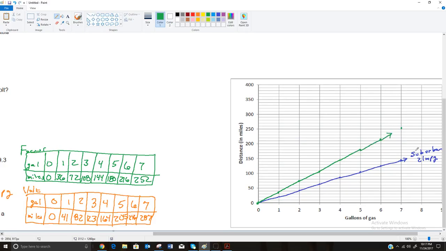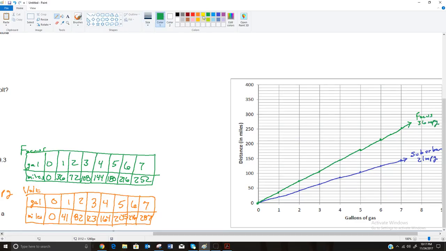And that again could continue if you had more gallons of gas. So this is the Focus. Whoops, I missed. Didn't get quite to the end there. Let me try that again. So this should go up to that last dot, and then have the arrow on the end. And so this was for the Focus, and it had 36 miles per gallon.